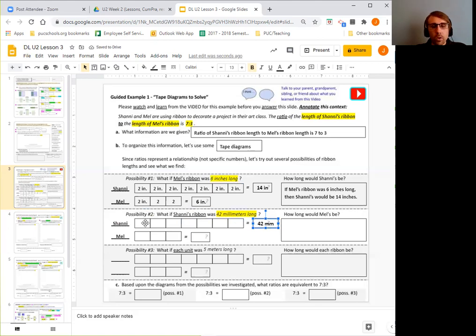Okay, so 42 millimeters. That means that 7 times something gives us 42. Well, 7 times what? 7 times 5 is 35. 7 times 6 is 42. So then that means this has to be 6 millimeters. Again, that doesn't fit, so I'm going to make the font a little bit smaller on this one. I'm just going to put the number 6 in the rest of them.